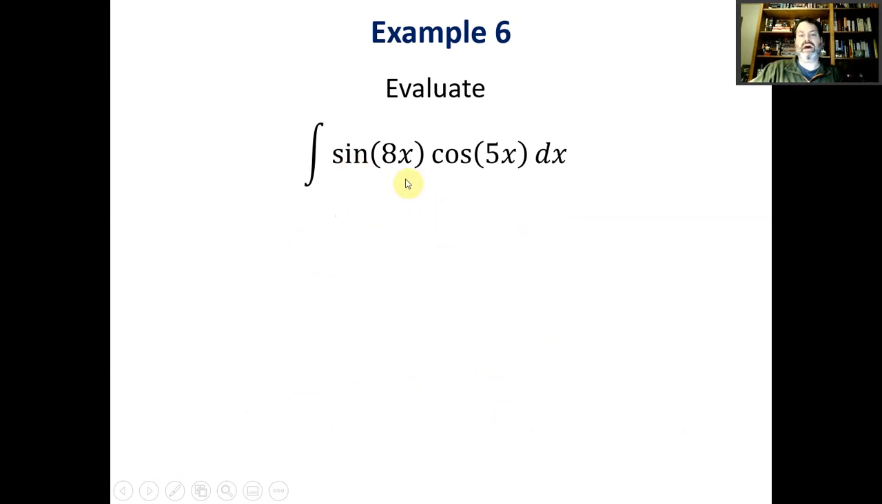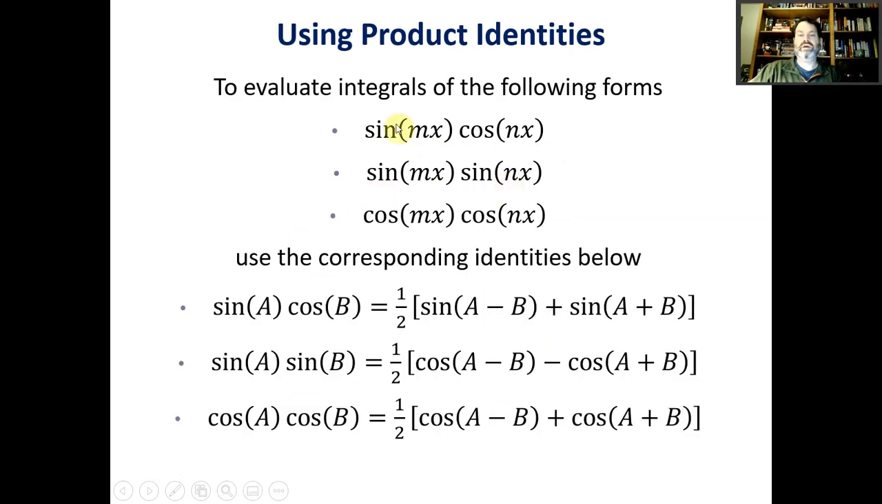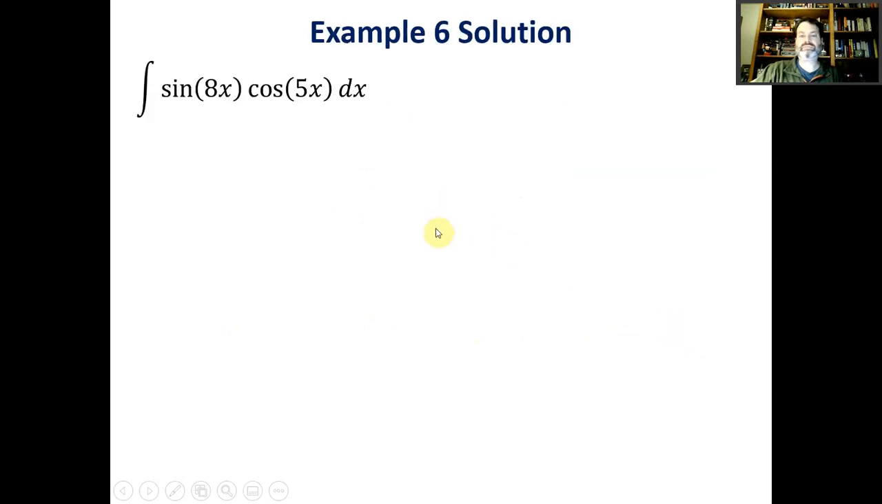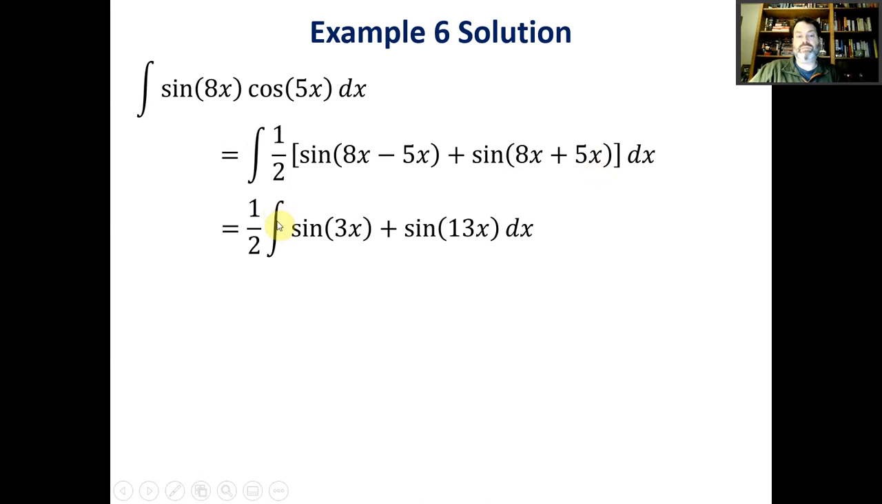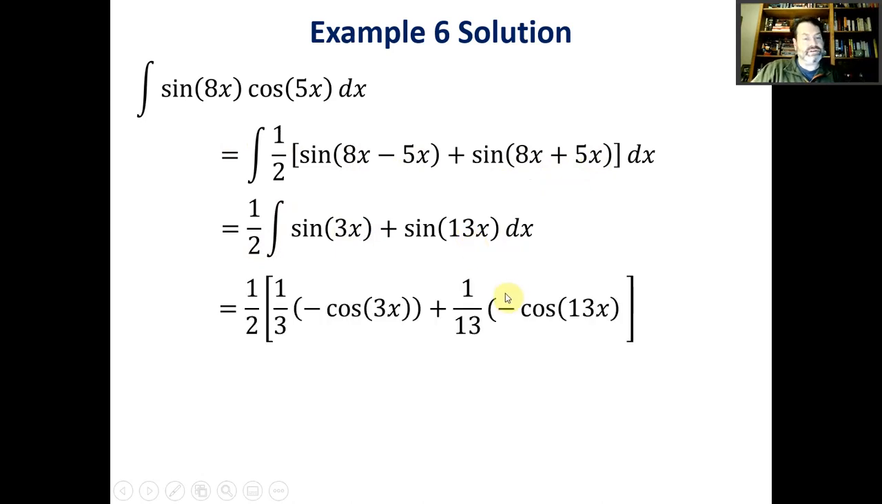So here we have sine of 8x cosine 5x. You can see that that's this first type. So we're going to use this identity: 1/2 times sine of a minus b plus sine of a plus b. That's it. And what ends up happening is that it works out really, really nice. Pull the 1/2 to the front. 8x minus 5x is 3x. 8x plus 5x is 13x. Pretty nice. Those are really easy integrals to do.